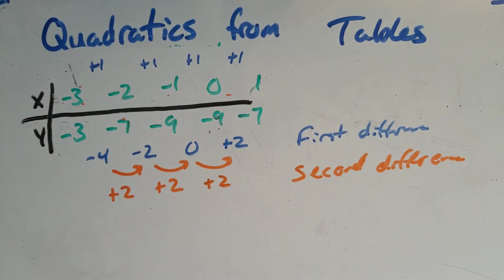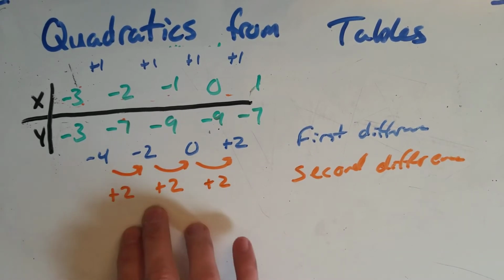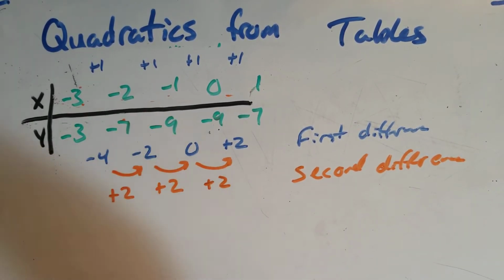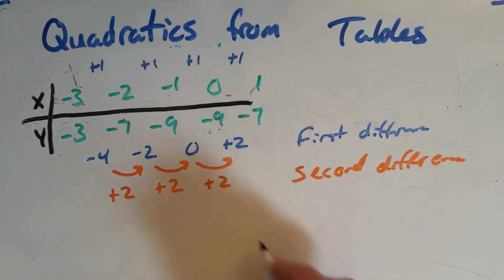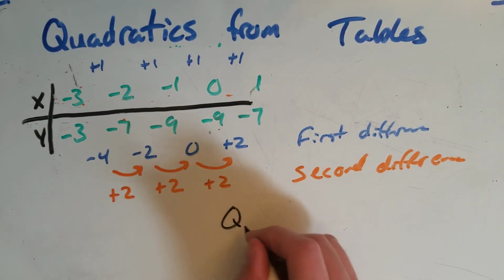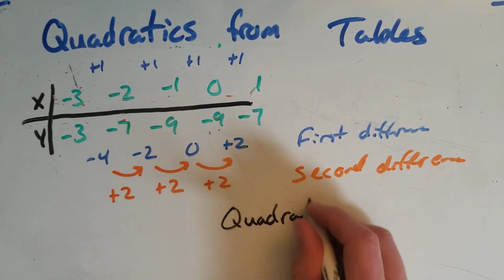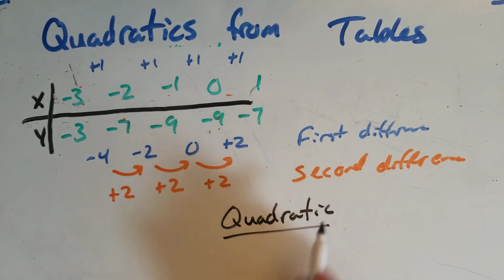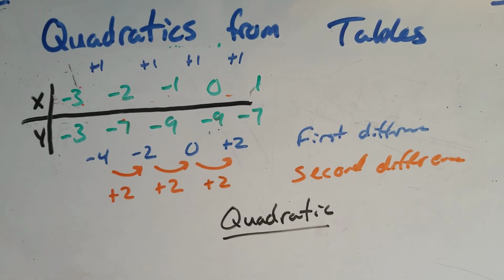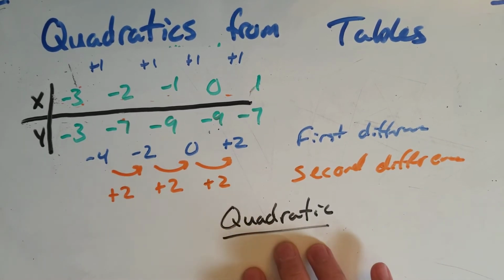And if the second difference is constant, like it is here, you add 2, the first difference is changing by 2 every time. If the second difference is constant, that means we're of degree 2, which means we are a quadratic function. So this table here represents a quadratic function. And this is the new part for us.